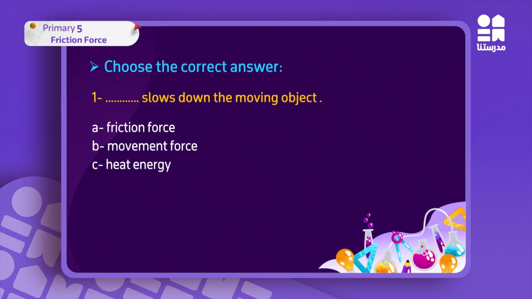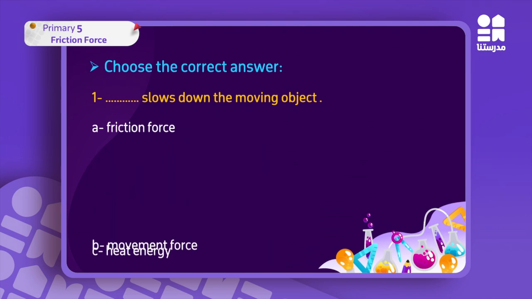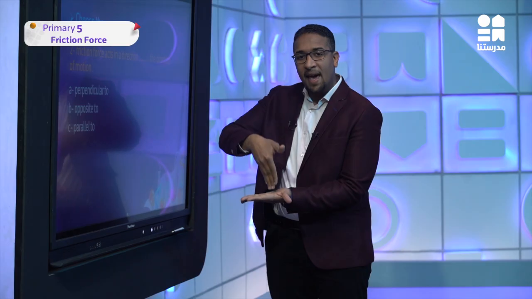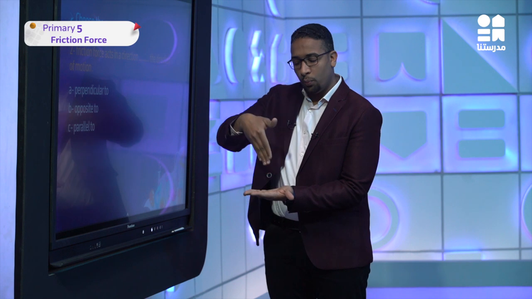Of course, friction force slows down a moving object. Why? Because it acts in the opposite direction. Question number 2: friction force acts in a direction, blank, the direction of motion. Perpendicular. What is perpendicular? Perpendicular means making an angle of 90 degrees. So something like that. This is perpendicular.